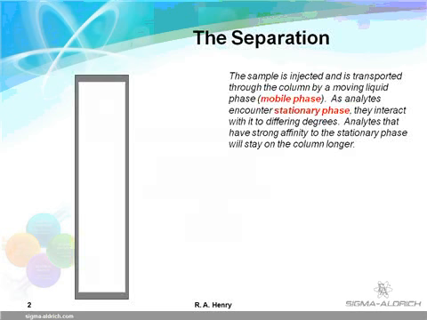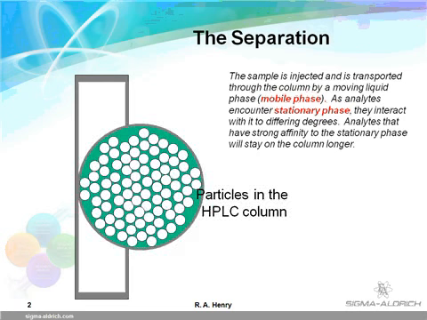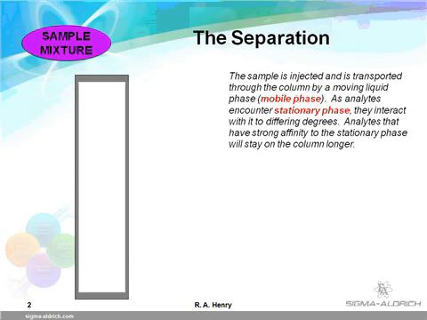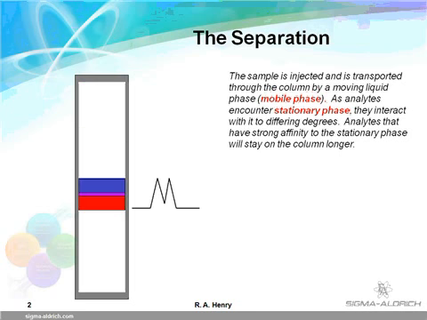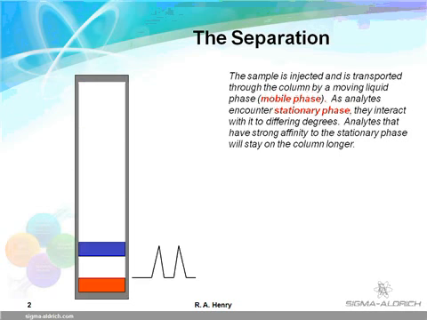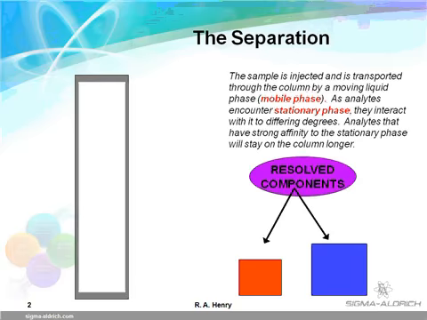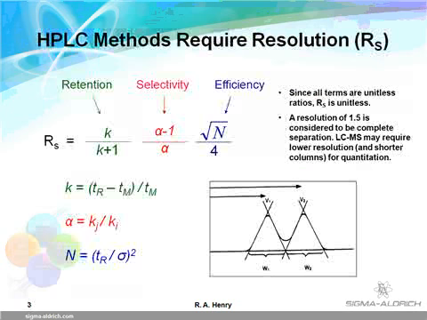The next slide illustrates the separation process on a column that is filled with porous particles. Sample is introduced and transported through the column by a mobile phase. Sample components interact with the stationary phase to different degrees and separate into pure zones that can be analyzed and/or collected.